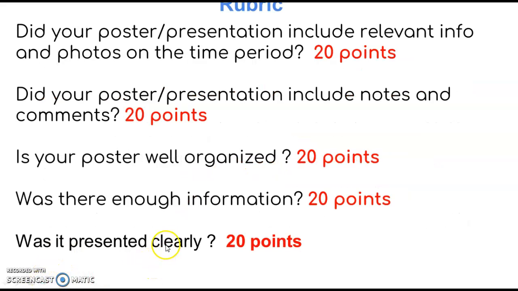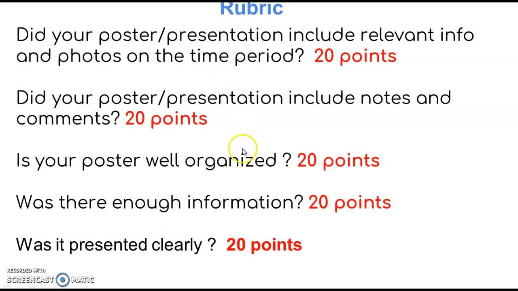And then here's the rubric. The way I grade it: did your presentation include relevant information? Did your poster include notes? Is your poster well organized? Was there enough information, and was it presented clearly? It's worth 100 points. That concludes today's lesson on popular culture with technology in it.